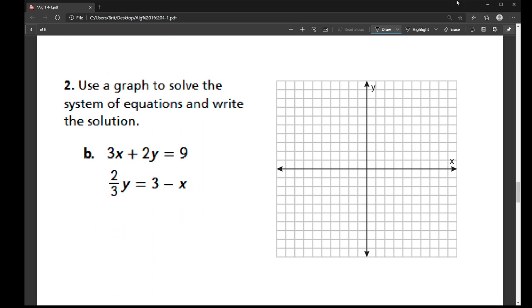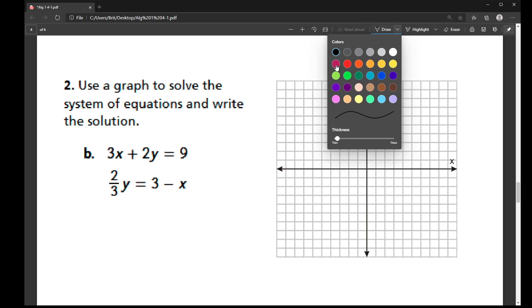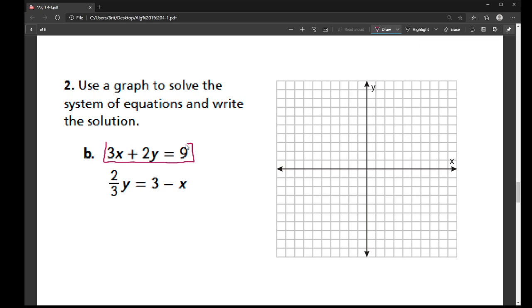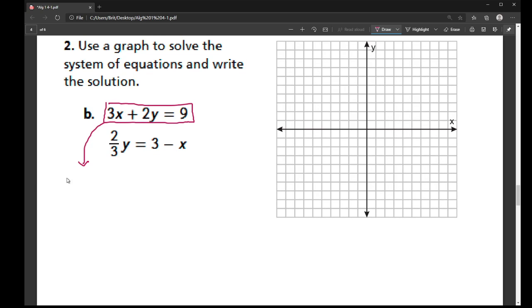All right, let's try one more. Here we need to get our y alone to graph it. So I'm going to subtract 3x from each side. So I have 2y equals negative 3x plus 9.